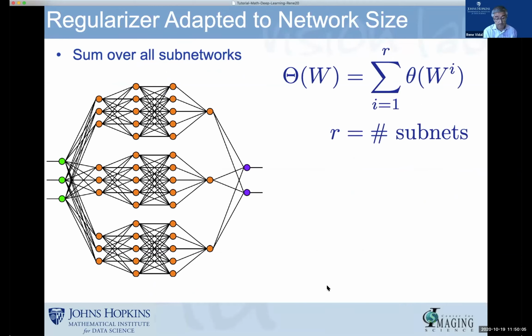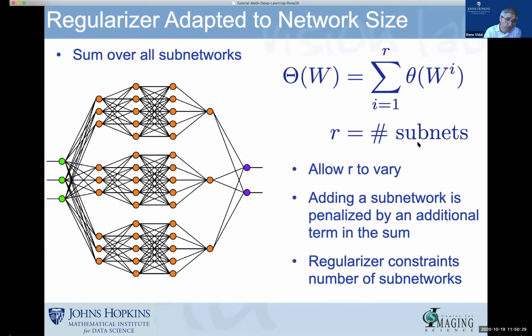And that was the regularizer for a single subnetwork. What we're going to do now is to add them up across all subnetworks. So here, capital R is the number of subnetworks, and the total regularizer for the entire architecture is just the sum of the regularizers for each one of the subnetworks. Why do we do that? Well, a key modification relative to the regular training of neural networks is that we are going to allow the number of subnetworks to vary.